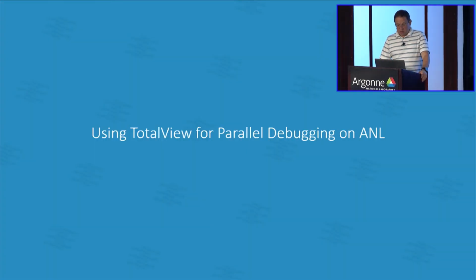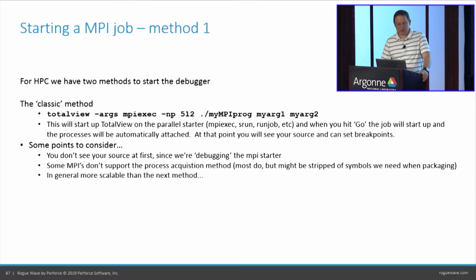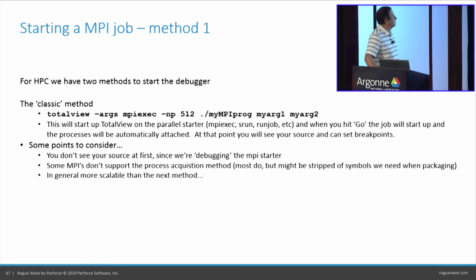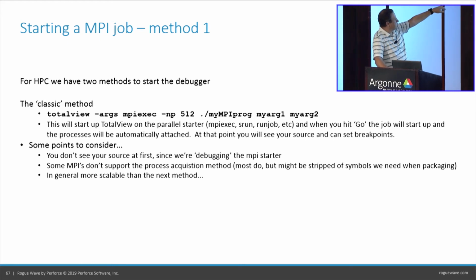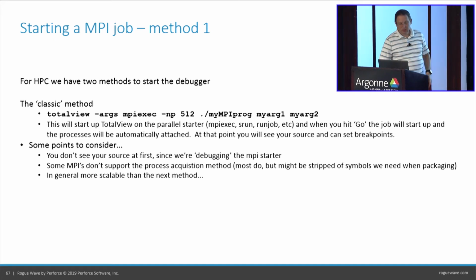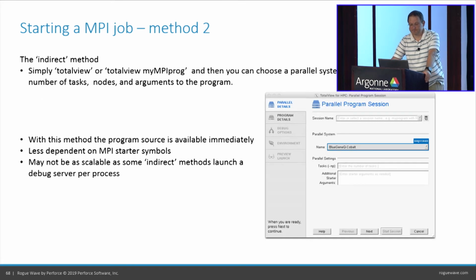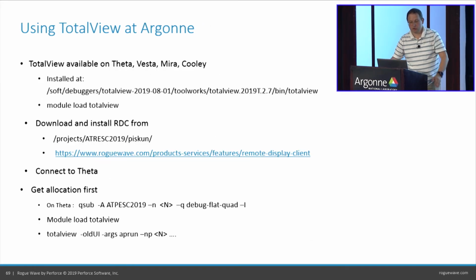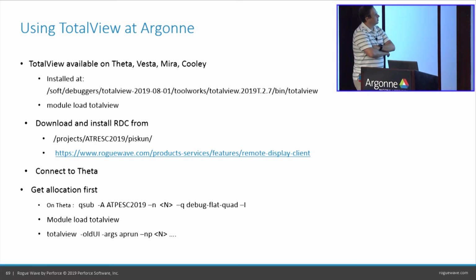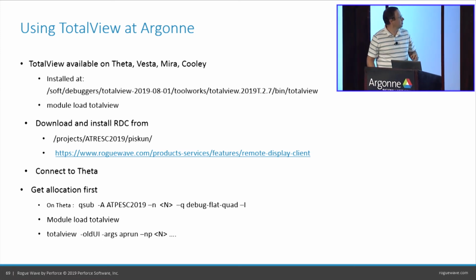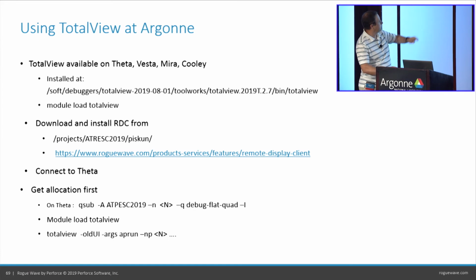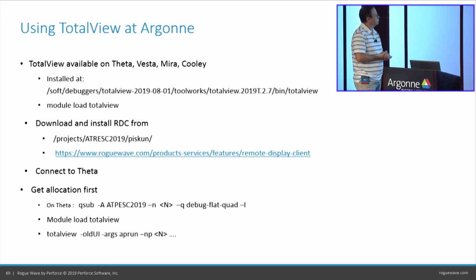Now, quickly, how to use TotalView on Argonne and on any other center. You basically have the classic method. You can type totalview -args mpiexec or aprun, or you can load a parallel session and run it. On Argonne, TotalView is available on Theta, Vesta, Mira, I guess. It is installed in softenv debuggers. You just need to module load TotalView.